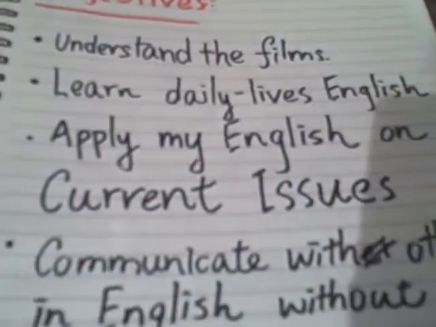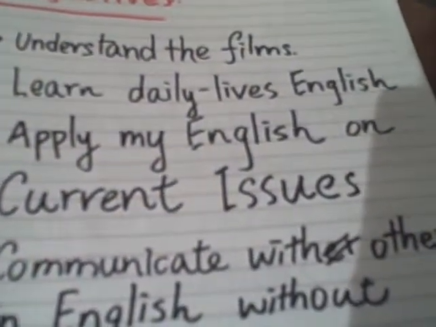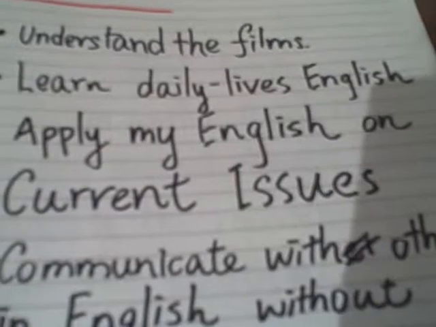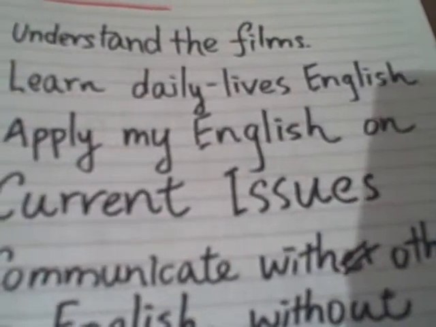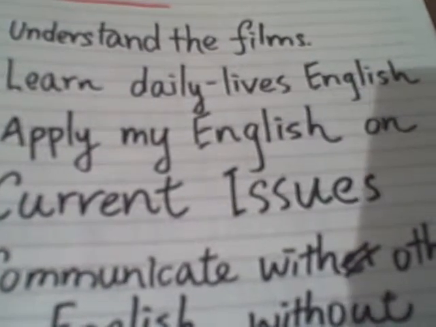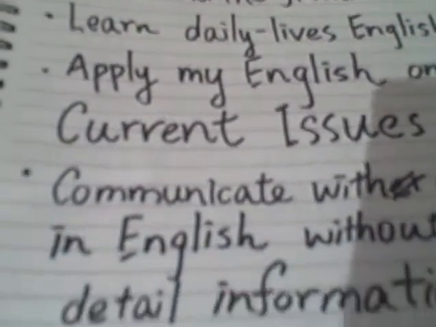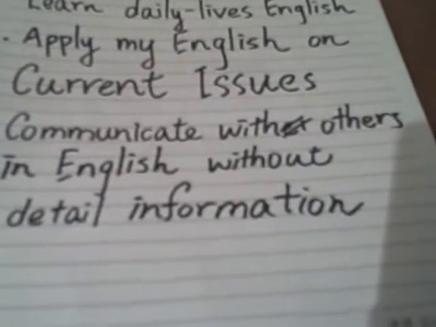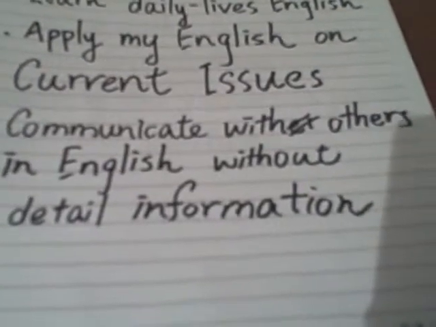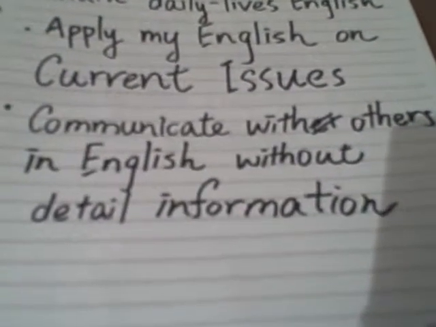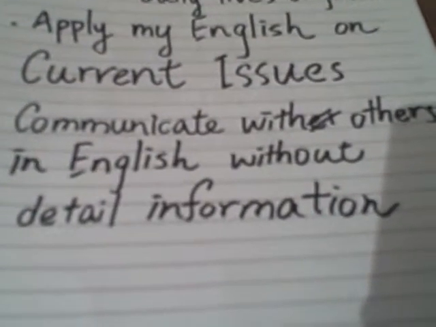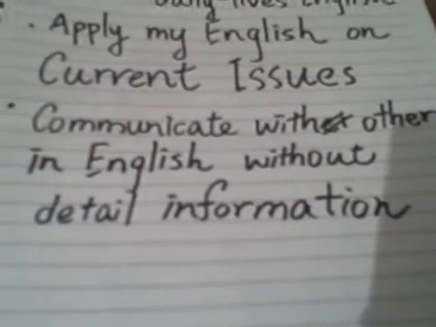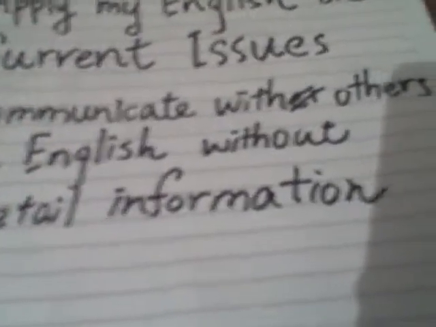The third objective is that I want to apply my English on current issue. For example, I can use more sophisticated words or expressions to give a presentation. Finally, my objective is that I want to communicate with others in English without detailed information. For example, I can communicate with someone who comes from a different culture.